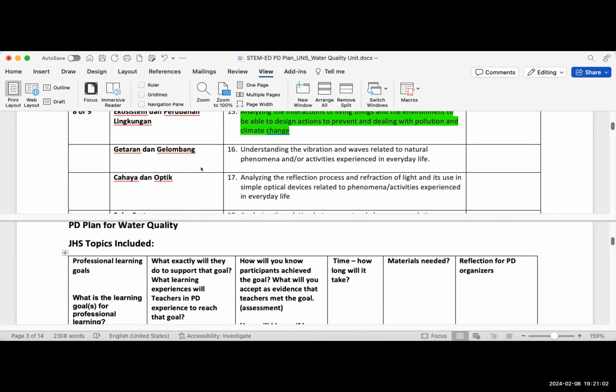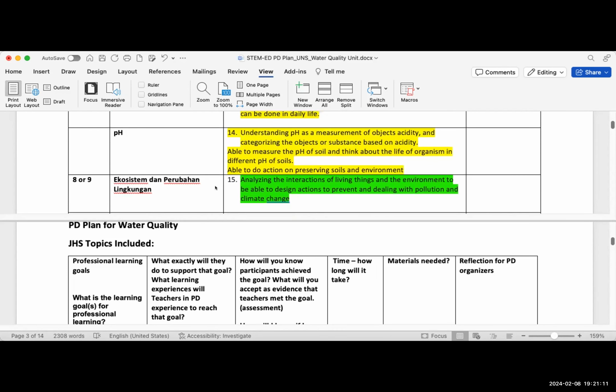So we just mapped the junior high school's science curriculum, and I just know from teachers, secondary school teachers, that in Indonesia there is authority or autonomy for teachers to design the topics. So it's good news for us because we are able to implement the water quality unit without any disruption.